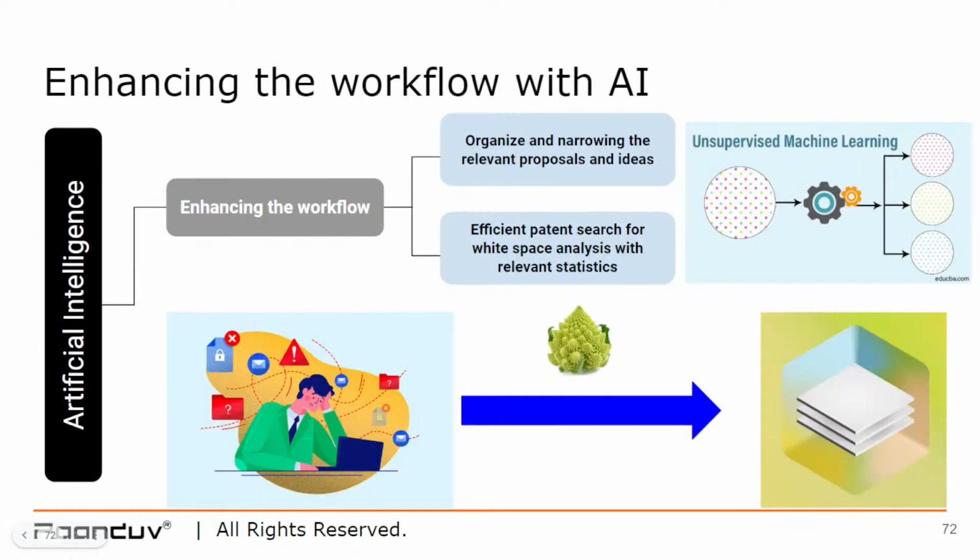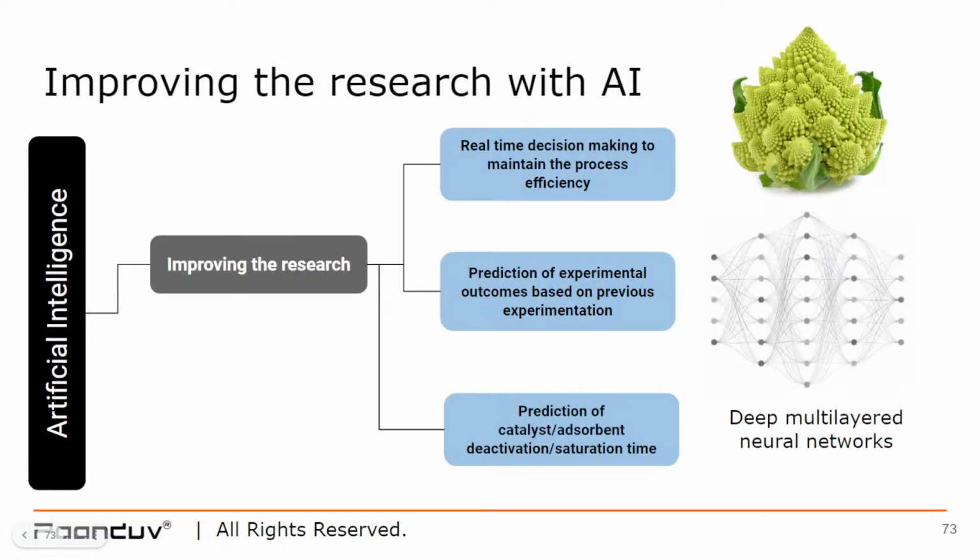Talking about AI, this is something that we do as well. We develop AI systems if needed for efficient patent search or white space analysis with relevant statistics, and organizing and narrowing relevant proposals and ideas. And more directly on a technical side, we have the capability to develop dedicated artificial intelligence solvers or agents for prediction of experimental data.